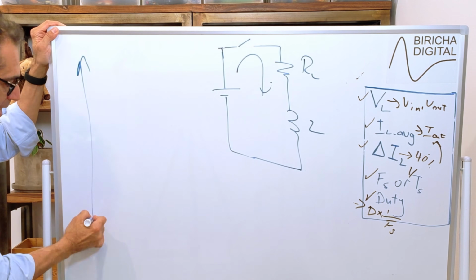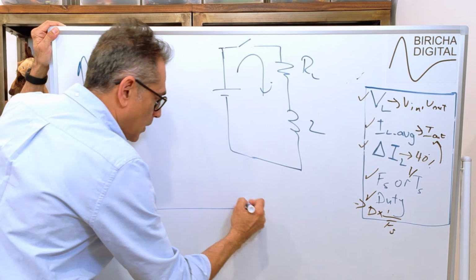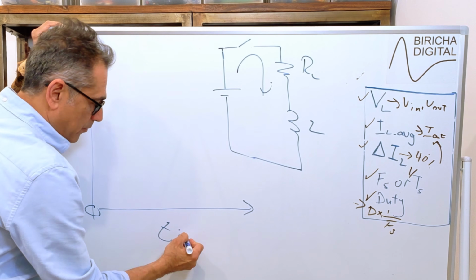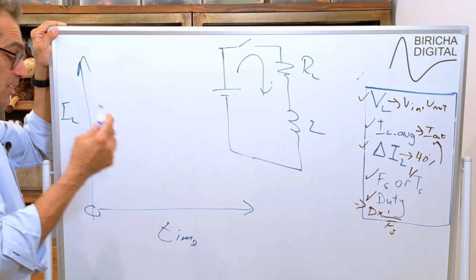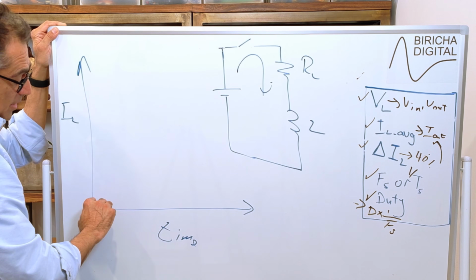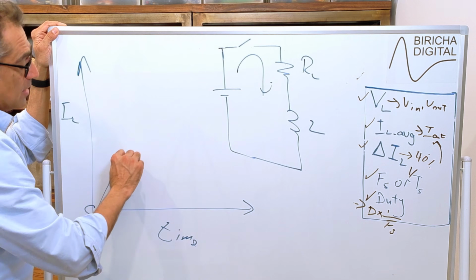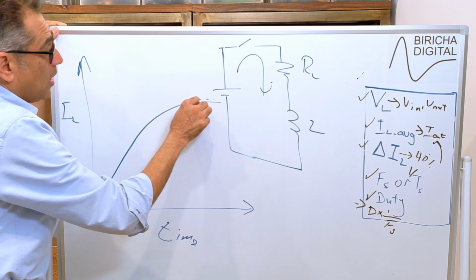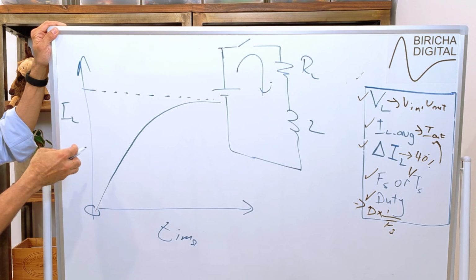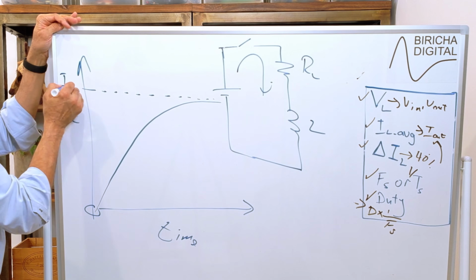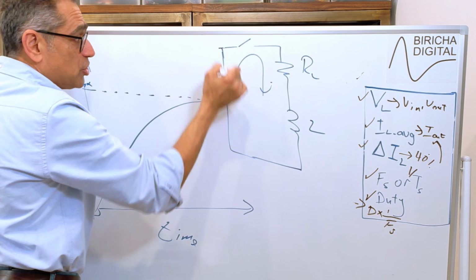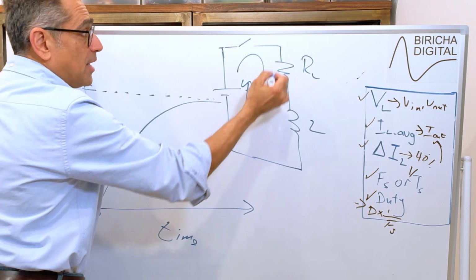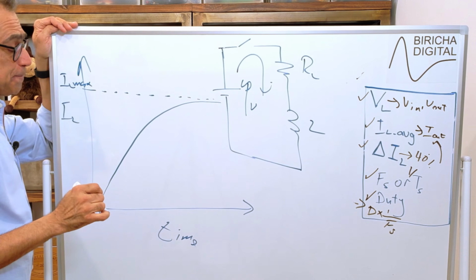In a classic textbook, this is time and this is current through the inductor. In a classic school level textbook, we showed that the current is going to rise exponentially like so, and it's going to try and reach an asymptote, which would be IL max, which is basically limited by the voltage across here, V, and this limiting resistor.